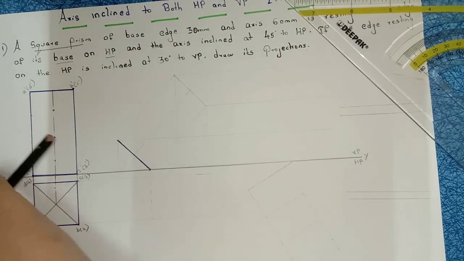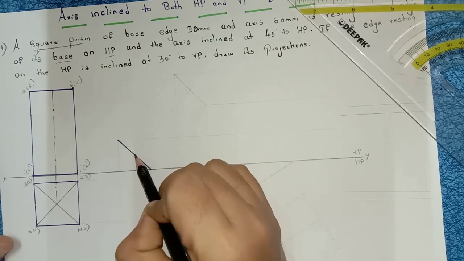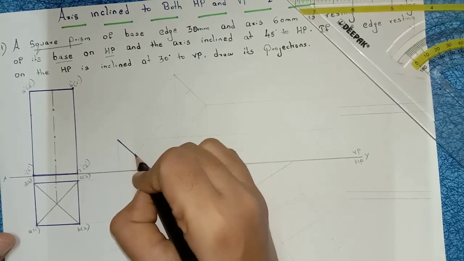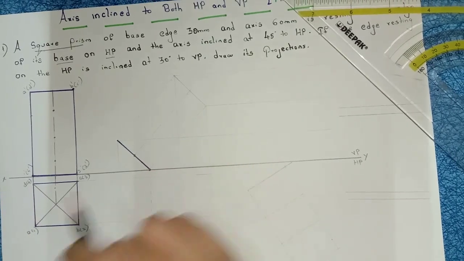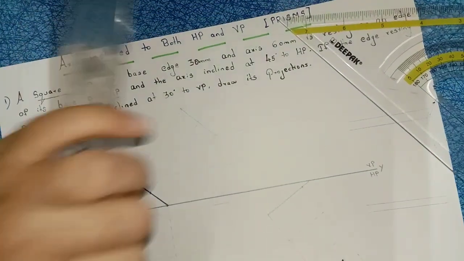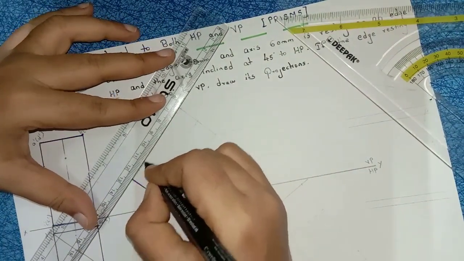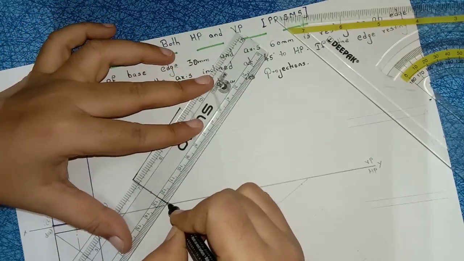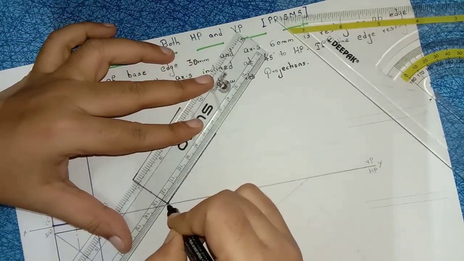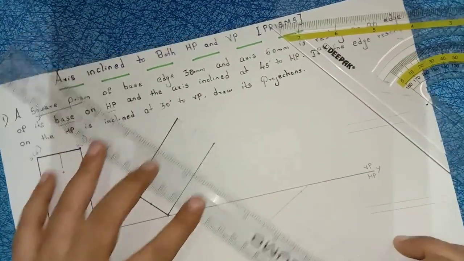Now keep your protractor here, mark 90 degrees. This is the midpoint. In order to construct the axis line, mark 90 degrees. Place your protractor here, mark 90 degrees. For all the corners, the length should be 60 mm. So take 60 mm here. Take 60 mm here. Join this one.